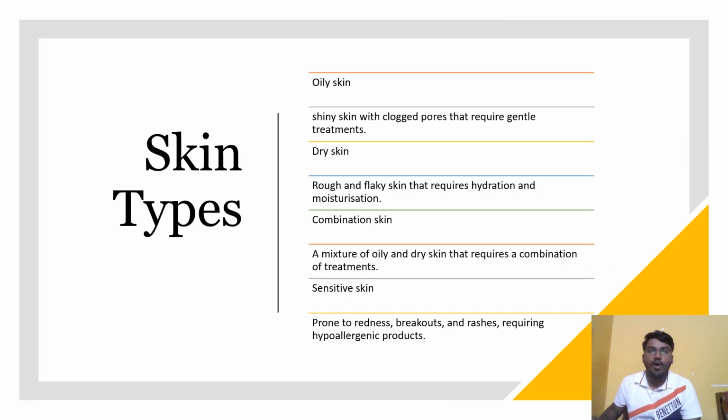Skin types. Oily skin, shiny skin with clogged pores that requires gentle treatments. Then dry skin, rough and flaky skin that requires hydration and moisture. Combination skin, a mixture of oily and dry skin that requires a combination of treatments. Then sensitive skin, prone to redness, breakouts, and rashes, requiring hypoallergenic products. These are the types of skin which we have learned now.